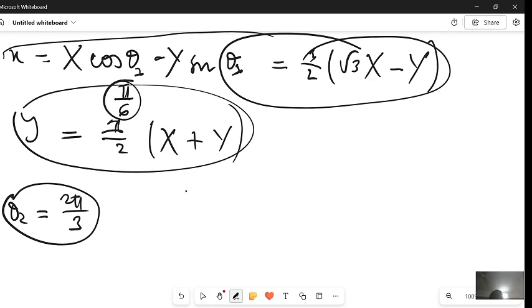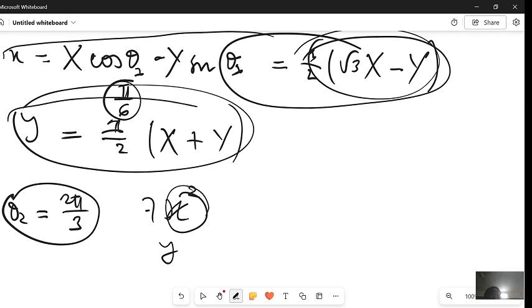Now I can directly go back to the previous example, which was 7x squared, and replace the value of small x by this equation and the value of small y by this equation for pi by 6. Then I'll come again and put the value of small x and small y when theta 2 equals 2 pi by 3, and find the other equation.